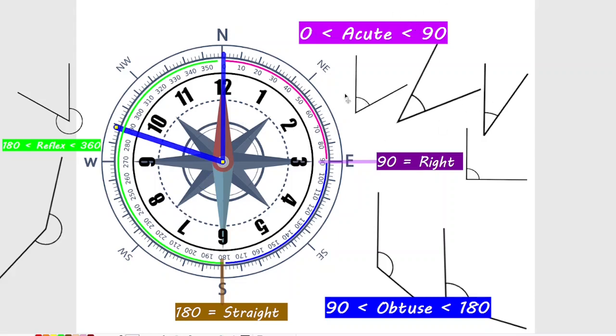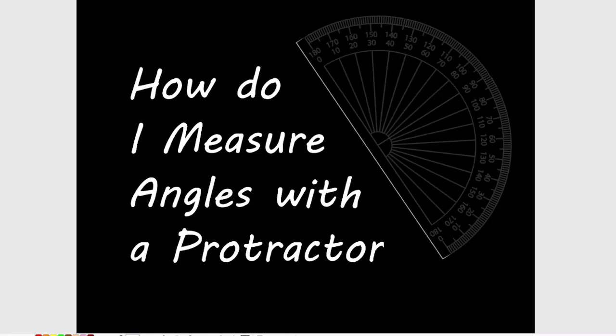Acute, between 0 and 90. Right angle, exactly 90. Obtuse, between 90 and 180. Straight, 180. And reflex, between 180 and 360. And 360 is called your revolution. Revolution. And it goes all the way around, like it revolves. So yeah, we're looking at the first step here.